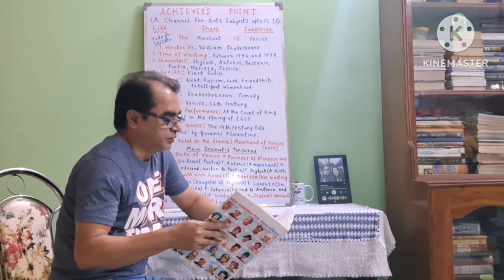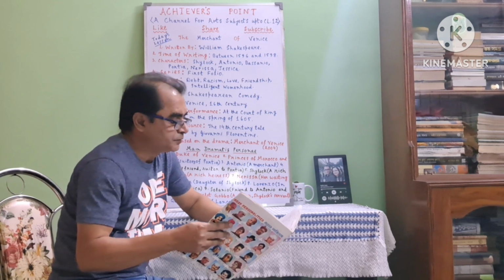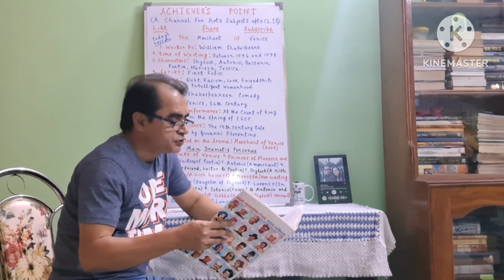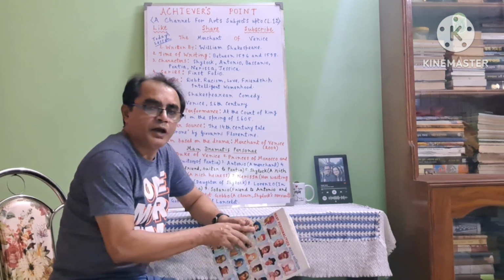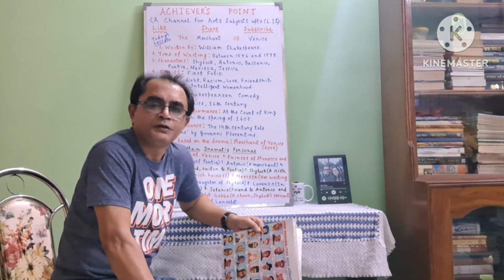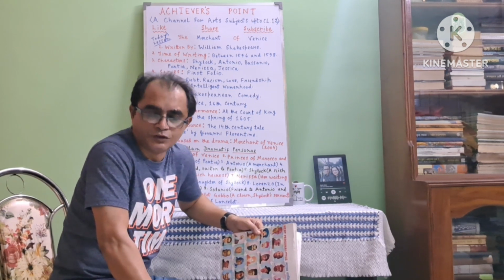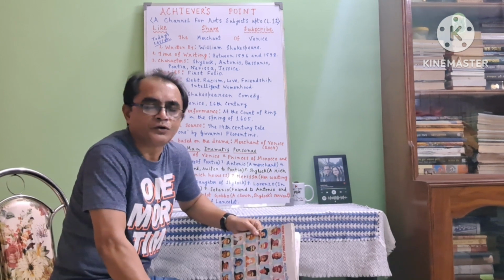And number third point, I will read the point and then explain it to you. Antonio helped his dearest friend Bassanio with money whenever he needed it. Antonio had a friend, Bassanio. He was born in a noble family, but he did not have money. Whenever he was in need of money, he came to Antonio, and Antonio helped him.